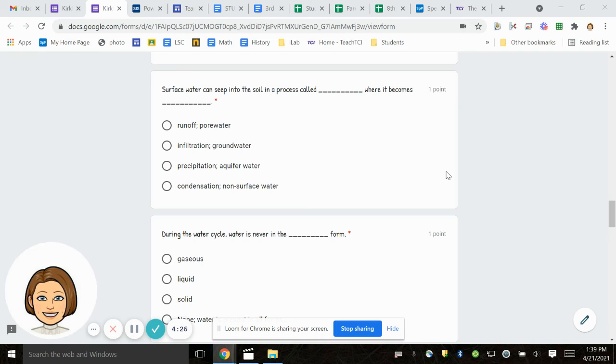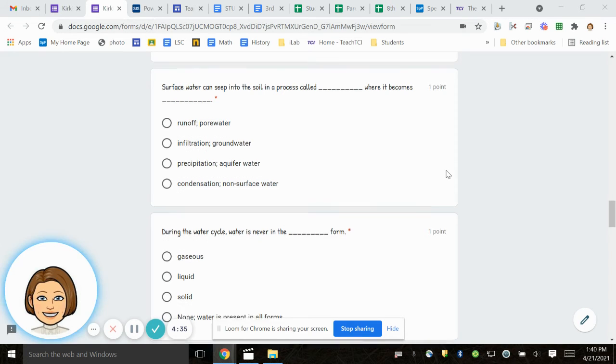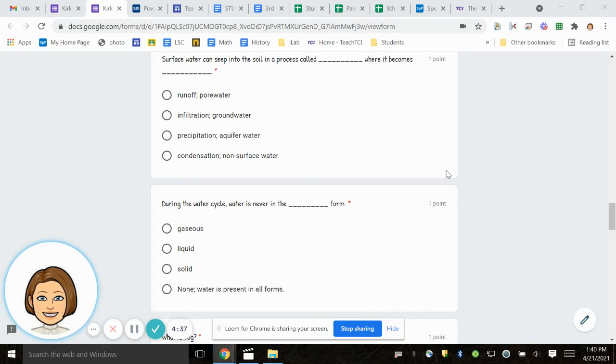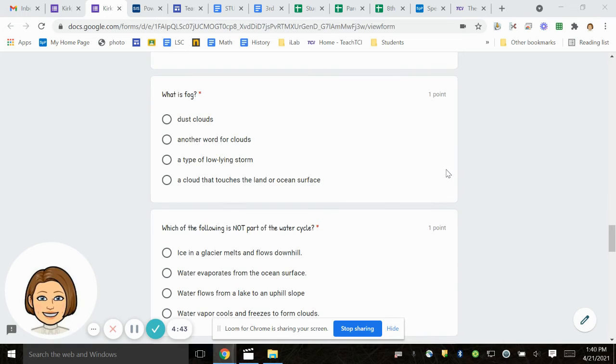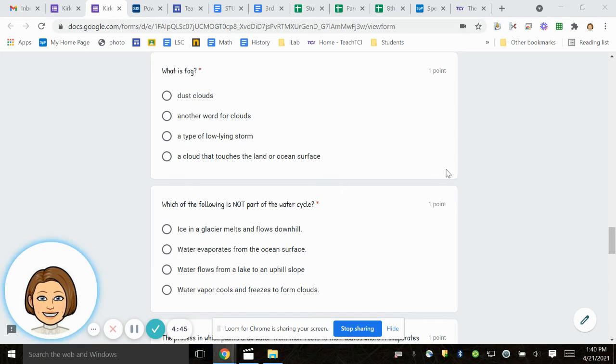Number 12, during the water cycle, water is never in the blank form. Gaseous, liquid, solid, none. Water is present in all forms. Number 13, what is fog? Dust clouds, another word for clouds, a type of low-lying storm, a cloud that touches the land or ocean surface.